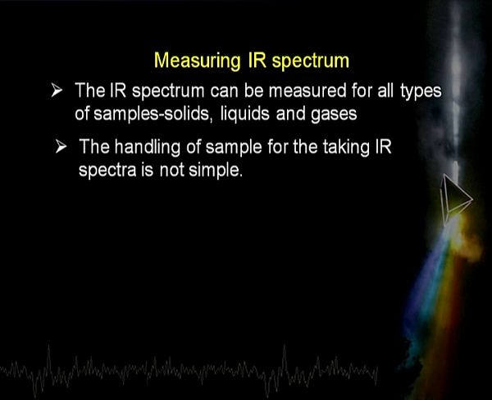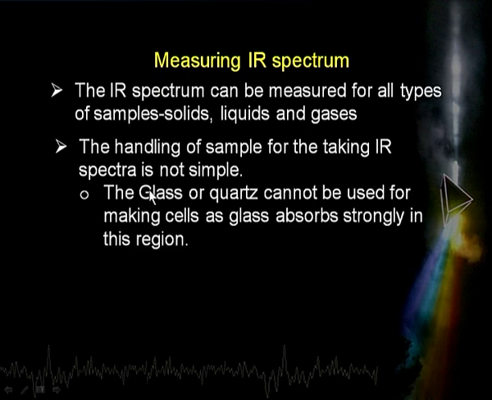In UV spectroscopy, you remember, we just take a solution or a liquid sample as such, put it into a cuvette, maybe a glass cuvette or a quartz cuvette, put it in the line of the radiation, and measure it. That is simple. But in the case of IR radiation, this is not so. Firstly, the glass or quartz which we use very commonly, almost exclusively, in UV spectrometry cannot be used here, because glass absorbs strongly in this region.